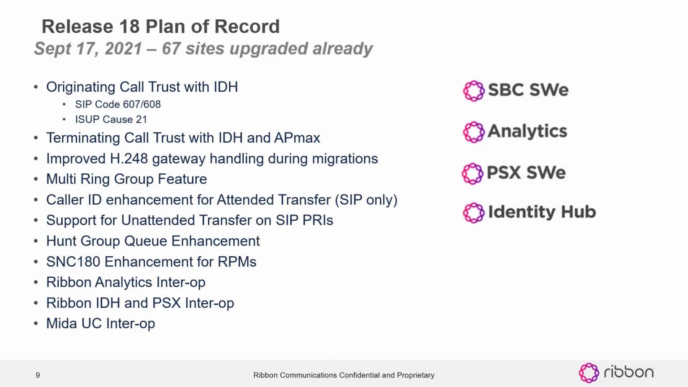The new content we added in 18 is improved H248 gateway handling during migrations. That feature was where we migrated a switch that had a lot of H248 gateways, and because of the algorithm we used to bring in those lines in service, it took longer for those gateways to come into service than we would like. So during a migration, we've reworked the code to where we bring those into service much more quickly than we did before.